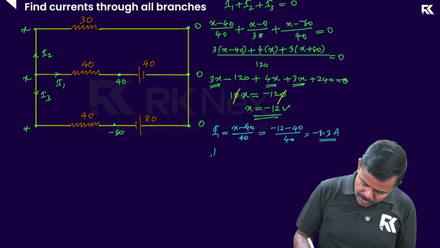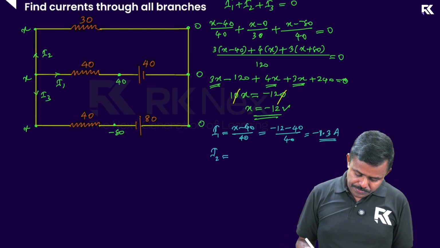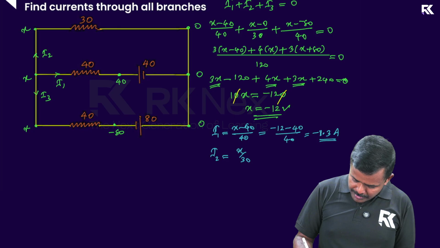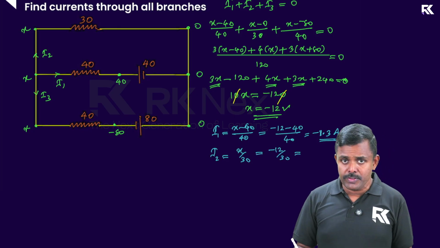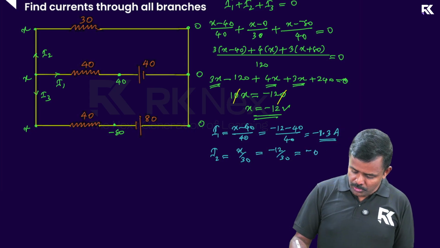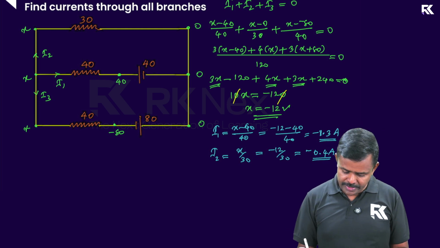Okay, so do not worry about the sign there. Now I2 is what? Second current I2. I2 is this current, which is X by 30. X divided by 30, X is minus 12, by 30. If I cut with 3, it is minus 4 by 10, or minus 0.4 amps. See, that is again negative, right?